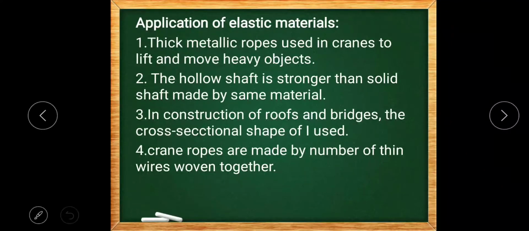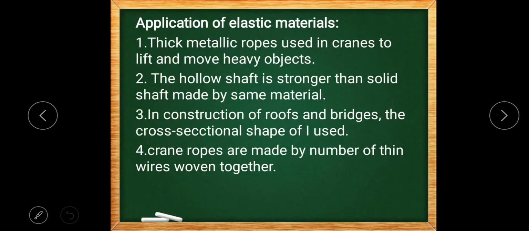So in such cases the hollow shaft is used. Third one, in construction of roofs and bridges, the cross-sectional shape of I is used. Here the beam is in the shape of the alphabetic letter I, because the I shape of beam provides a large load bearing surface and also enough depth to prevent bending.